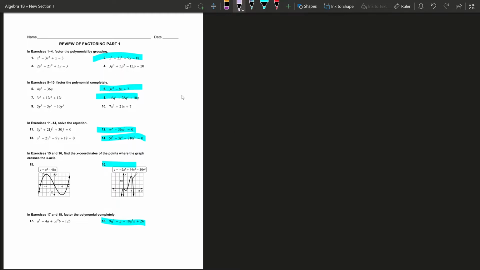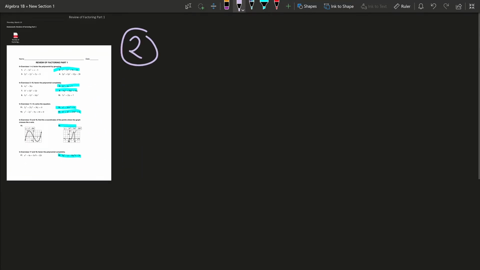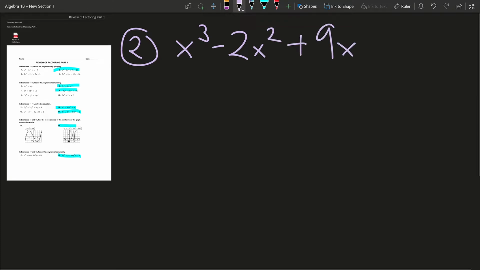Okay, so let's start with number 2. We have x to the power of 3 minus 2x squared plus 9x minus 18. Take a look at this problem real quick and notice the exponents. They're already in descending order. The first one's to the power of 3, the second one's to the power of 2, and so on. Therefore, we don't need to flip anything around.